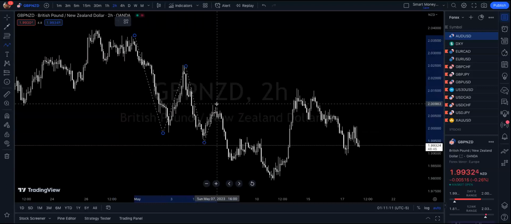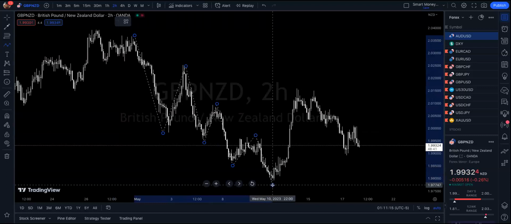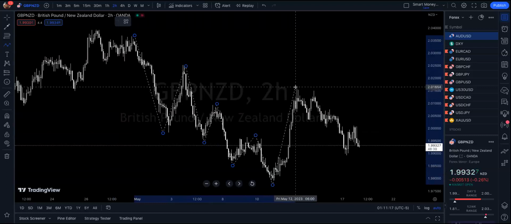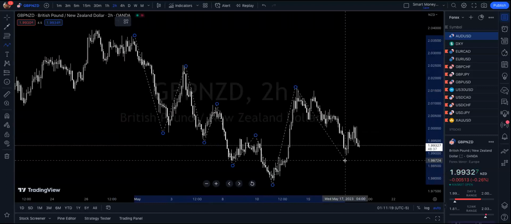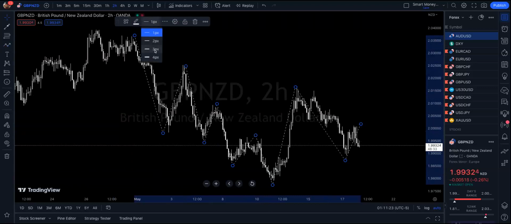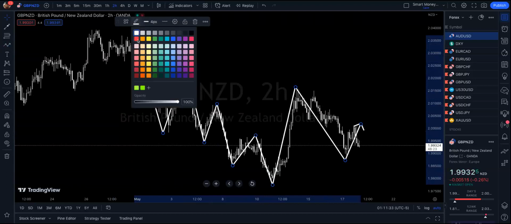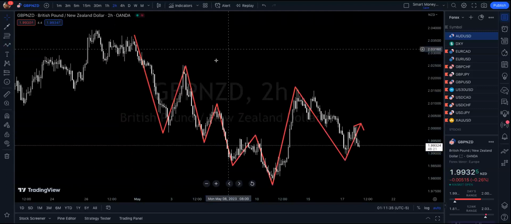That, boom, boom, boom. This way, this way. All right, I'm going to make this a little bit easier on the eyes for you guys to see. Change the color. All right. Okay, so market structure.